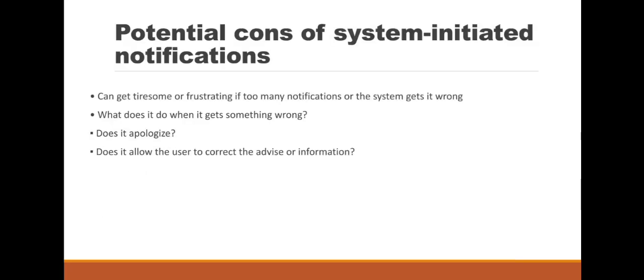A potential con of system-initiated notifications is that they can be tiresome or frustrating if there are too many notifications or the system gets it wrong. What does it do when it gets something wrong? Does it apologize? Does it allow the user to correct and direct the advice or information?